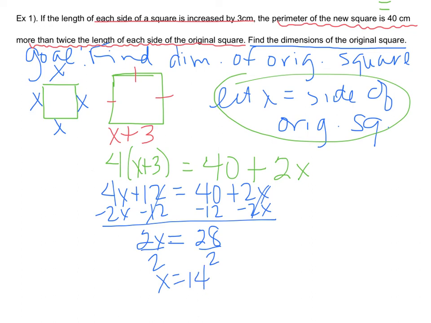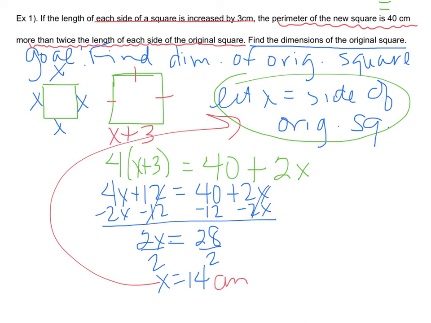What does that mean? I don't know, let's look back. What kind of information do we have? We know that x represents the side of the original square. So if x is 14, we know that 14 is the side of the original square. Woohoo! What is this measured in? What is my unit of measure? Centimeters. So here we go.